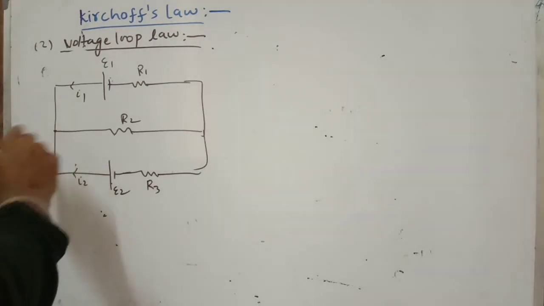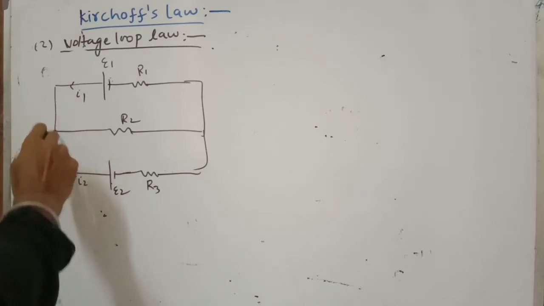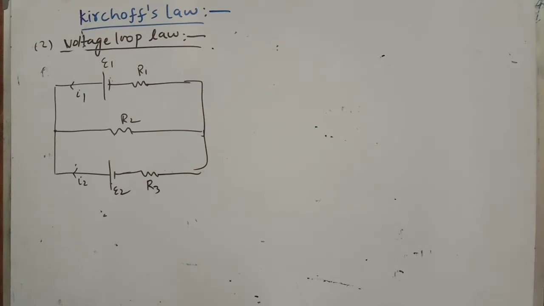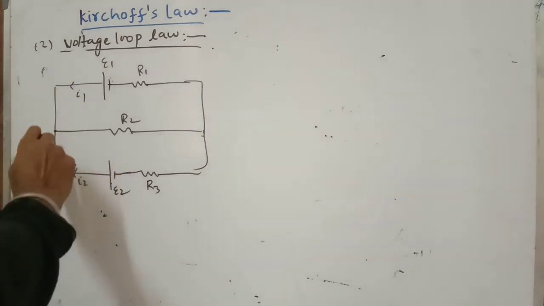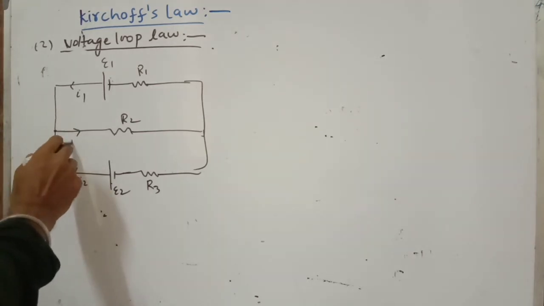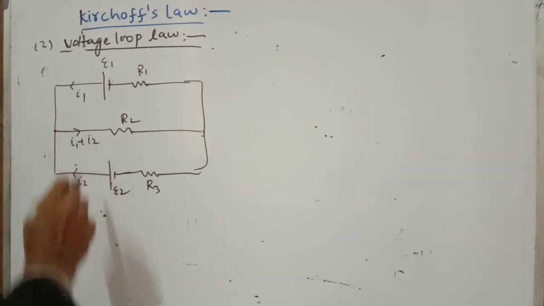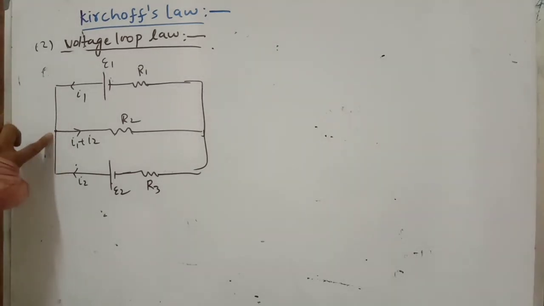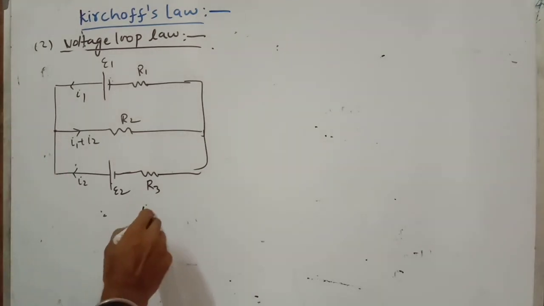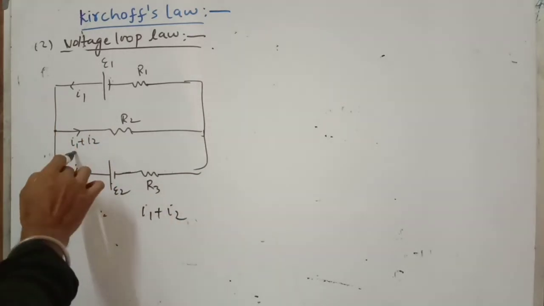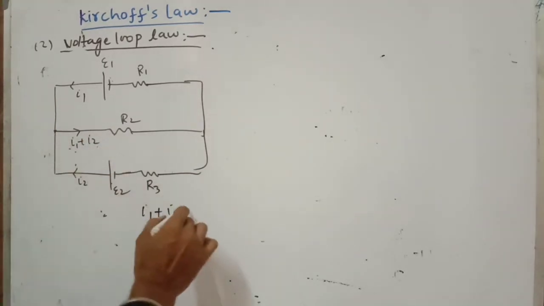Now at this junction, the total entering current is I1 plus I2. From Kirchhoff's first law, the total entering current is equal to the total outgoing current leaving the junction. So here the total current is I1 plus I2. Or you can also say at this junction the total algebraic summation of current should be 0. How? You can see I1 plus I2 is the entry current, so it is considered positive, and the leaving current from the junction, you will write what?